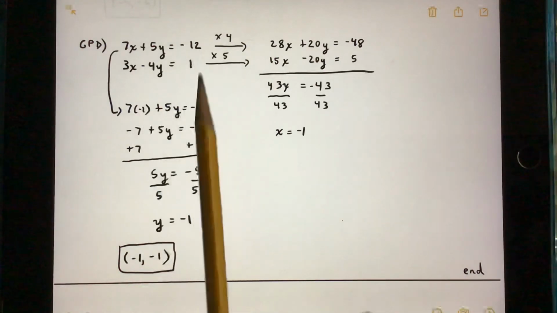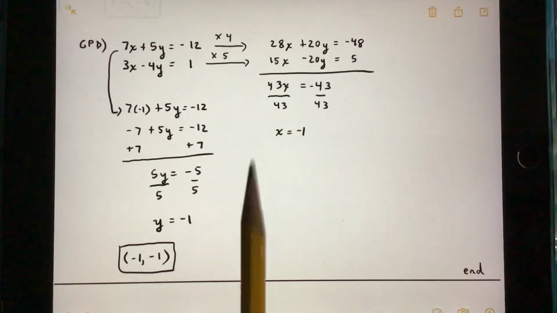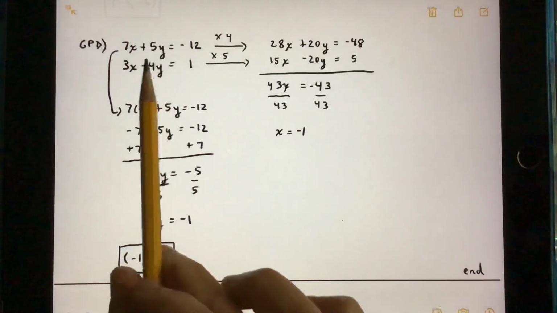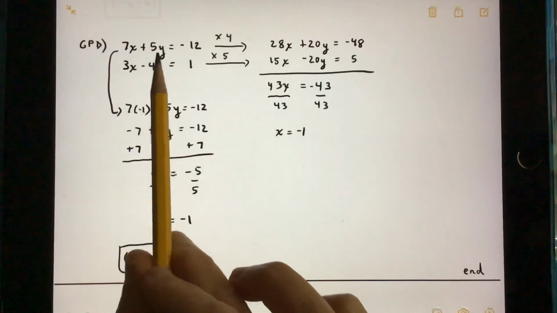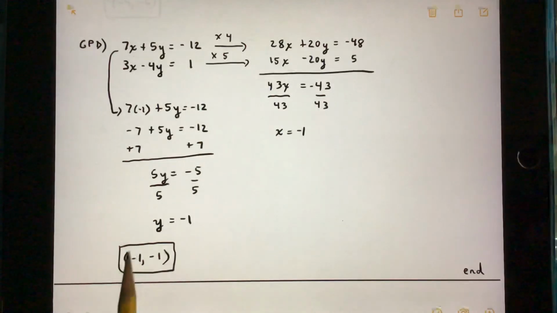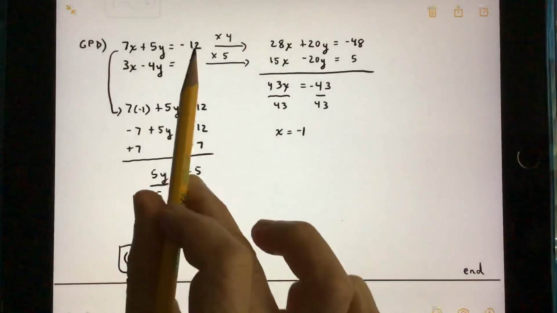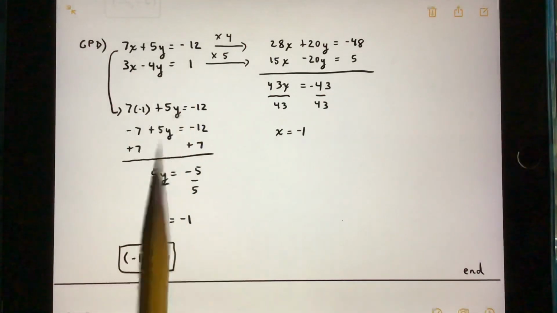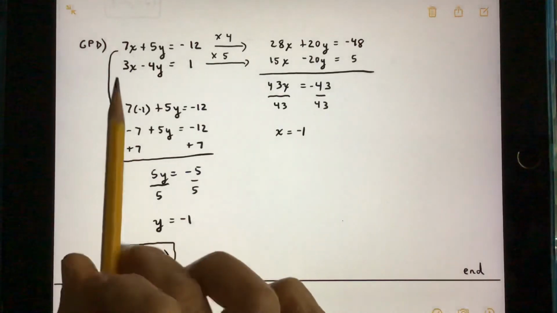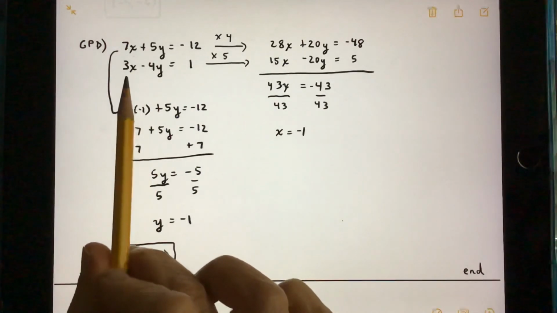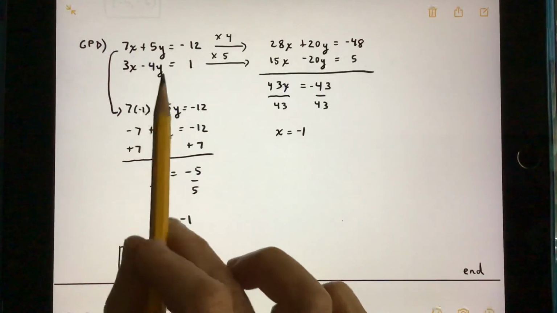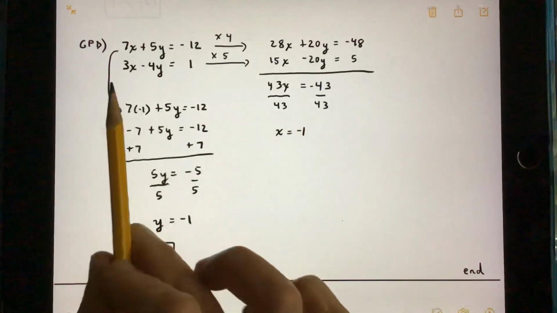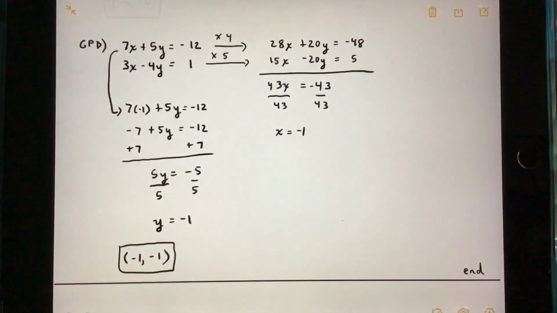So let's just take a moment to make sure that we understand that these values will make these equations true. So 7 times negative 1, negative 7, plus 5 times negative 1, negative 5. Negative 7 minus 5, in fact, is negative 12. So when x is negative 1 and y is negative 1, it makes the first equation true. But it also must make the second equation true. Negative 1 put in for x here would give us 3 times negative 1 is negative 3. Minus 4 times negative 1, which will give us a positive 4. So we would have negative 3 plus 4, which in fact is 1.